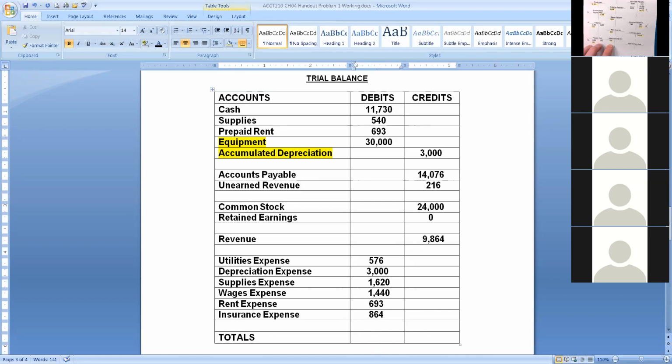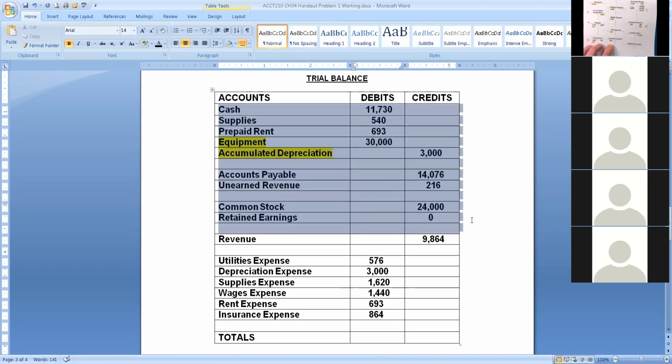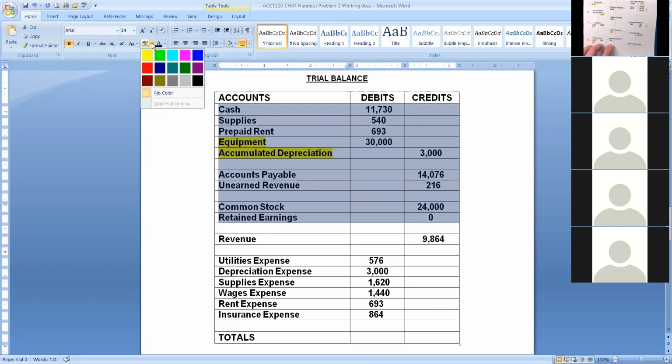Okay, now for the difficult part. Well, let me go over one thing just to highlight this. You'll notice that the first stuff up on here is all balance sheet stuff. Which is a better way to show this.